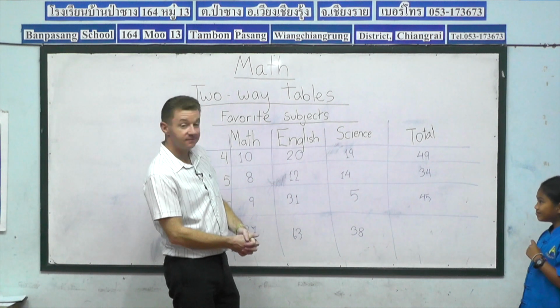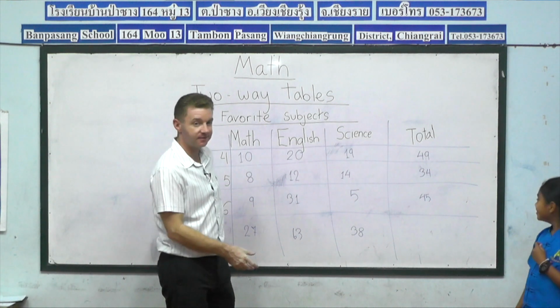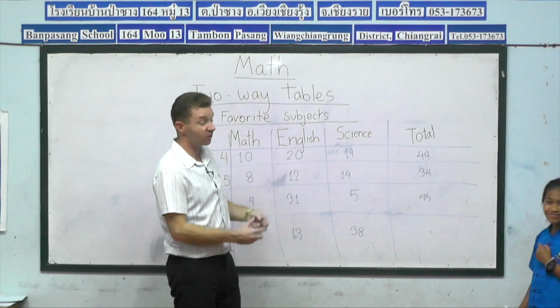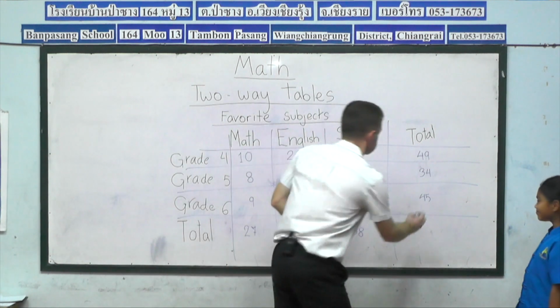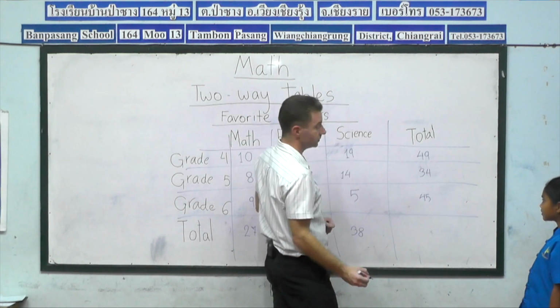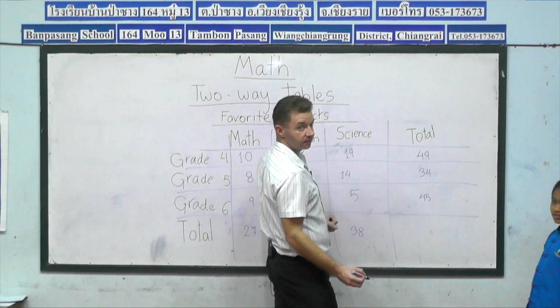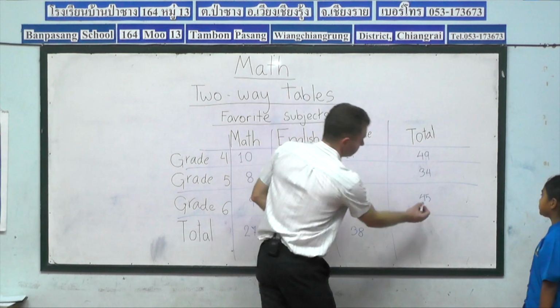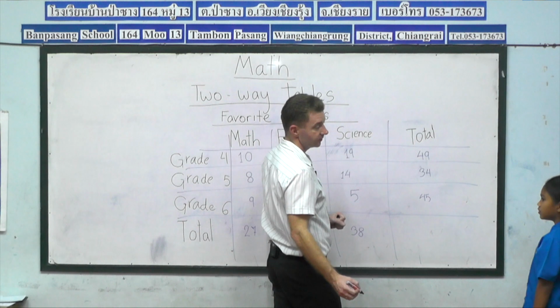118. Do we agree? Let's see. Let's work it out together. Because this is math class, we can work it out. So 9 plus 4, 13 plus 5, 18.